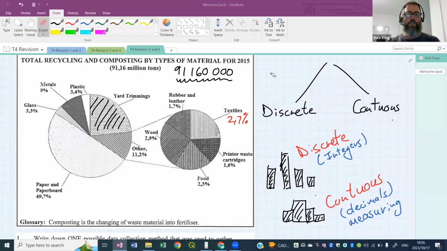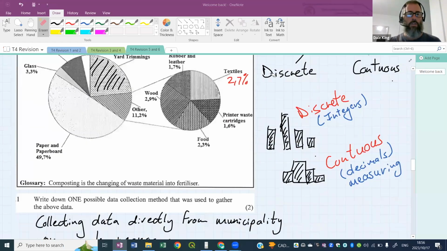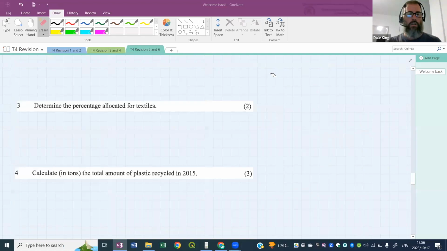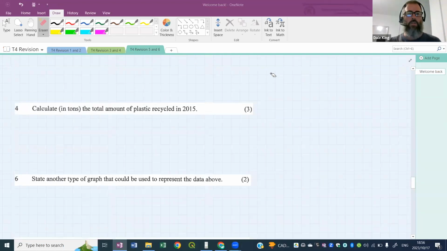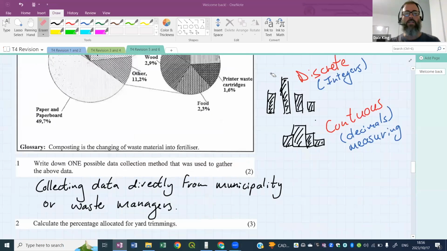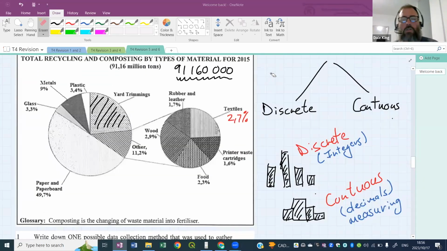Now, coming back to this question, let's all decide now. Question 6. State another type of graph that can be used to represent this data. Can we use a bar graph or do we use a histogram here? What do you all think now? Bar graph or histogram? Yeah, I agree with you. I think we should still use a bar graph.